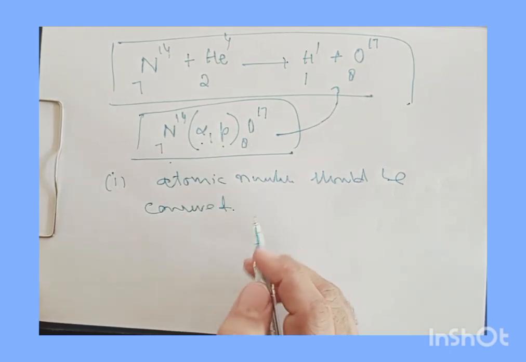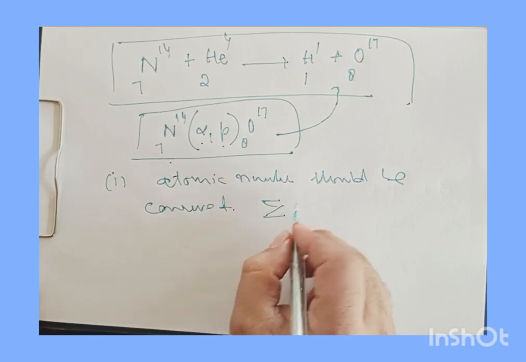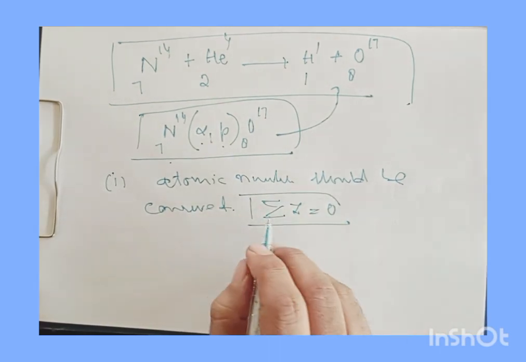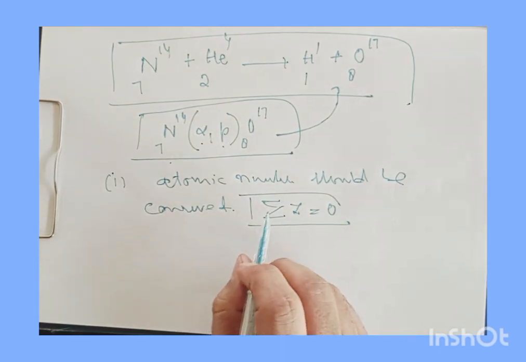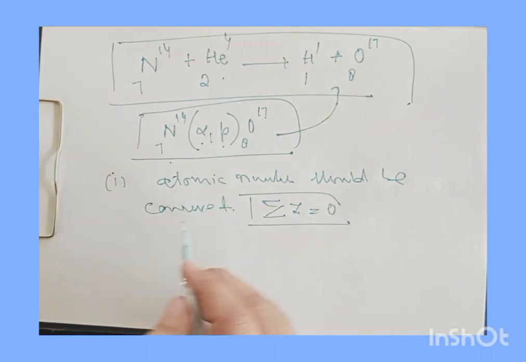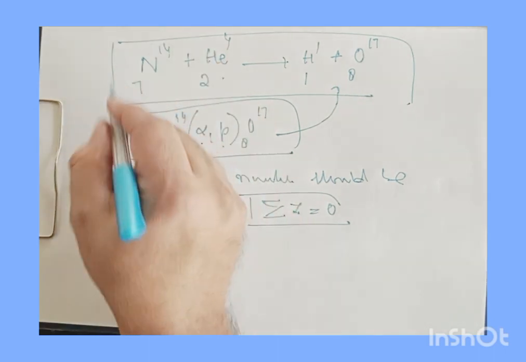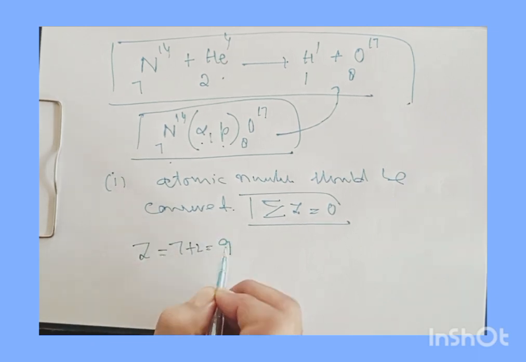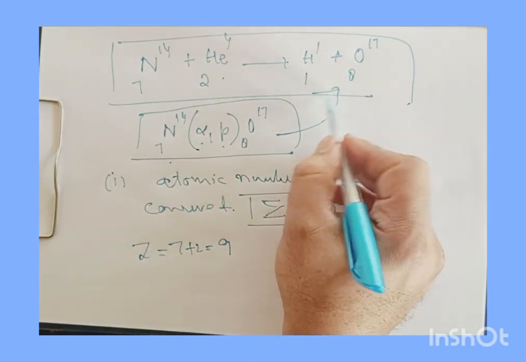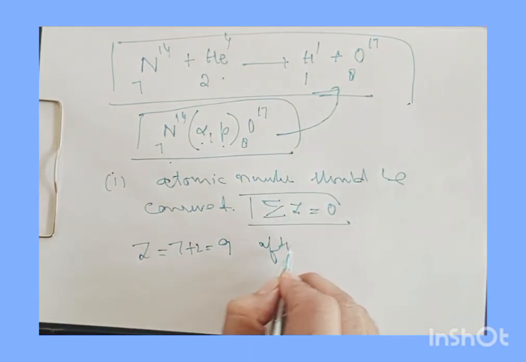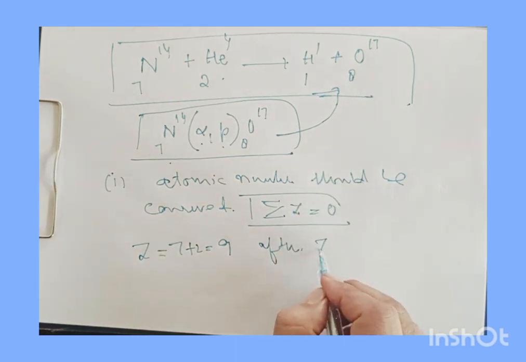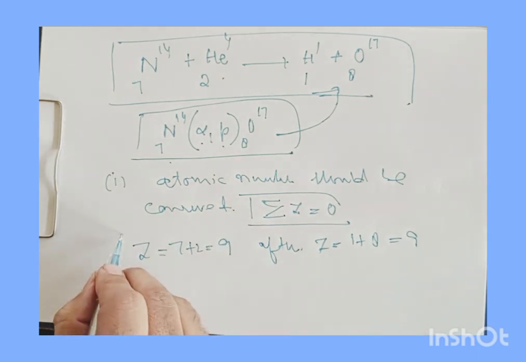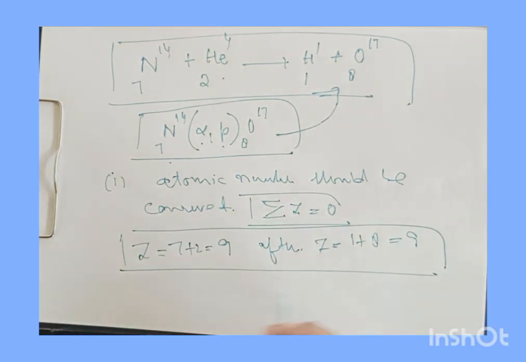So what does that mean now? That means if we sum up all the atomic numbers, they should give me zero using some convention. So if we look into this reaction, what we have before the reaction, what's the total Z? That is 7 plus 2, that's equal to 9. And after the reaction, what we have Z is 1 plus 8 equal to 9. So we can see that atomic number is conserved.